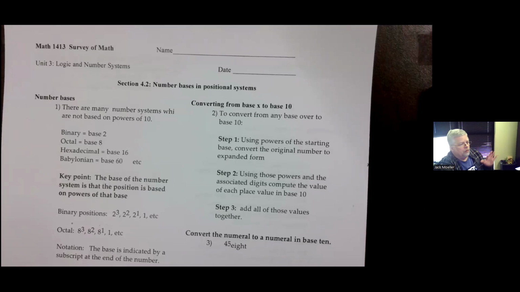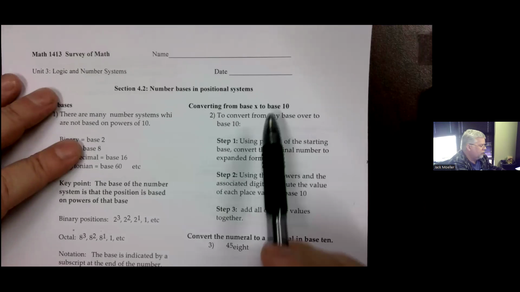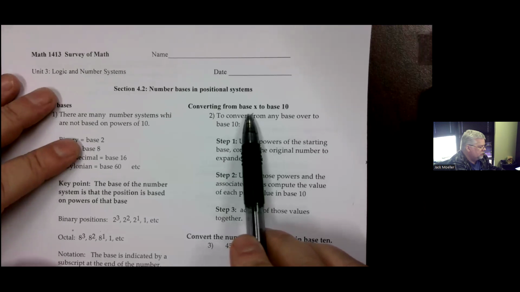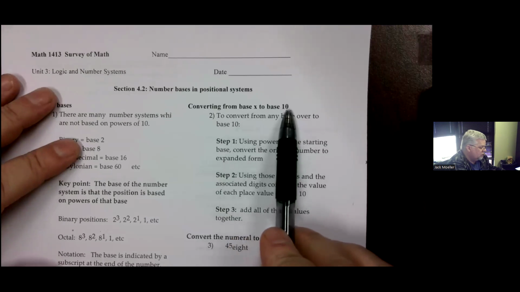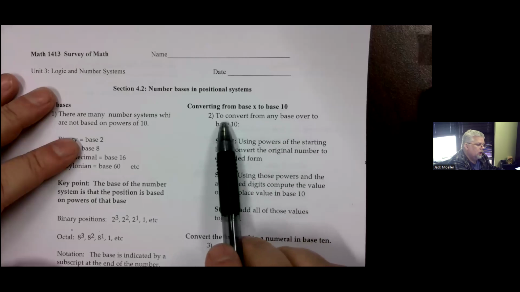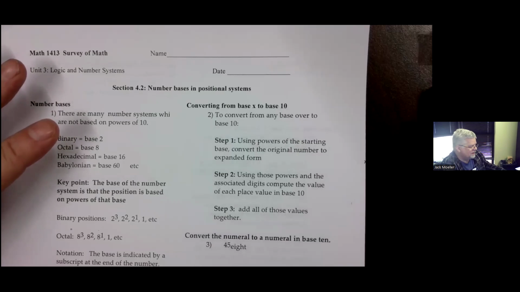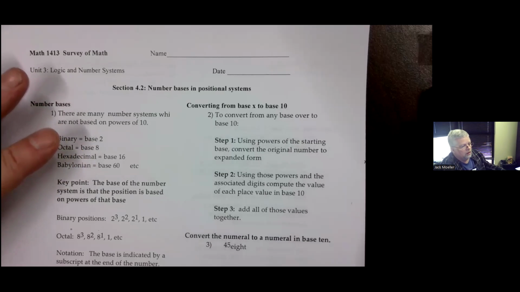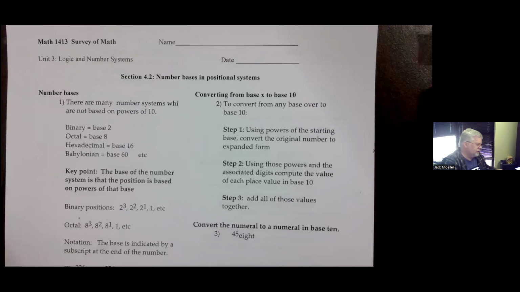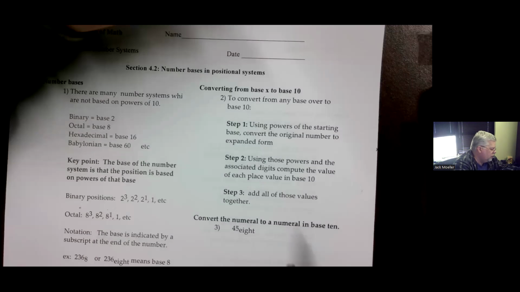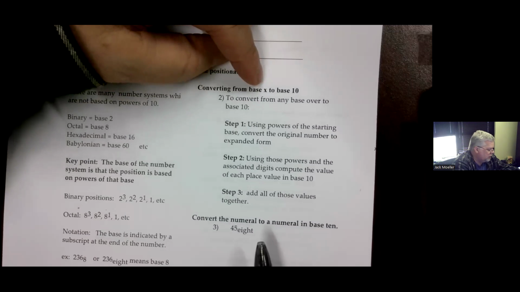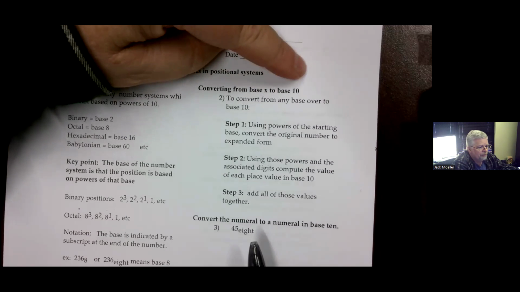All right, so what we're doing in 4.2 is we're going to either convert from one base, other than 10, to base 10, or we're going to start on base 10 and go to a different base. The way this works, it's easier to start by converting to base 10, because that's more multiplication and addition, whereas the other way is division. So let's start. How do we convert from, say, base 2 or base 8 or base 16 to base 10?